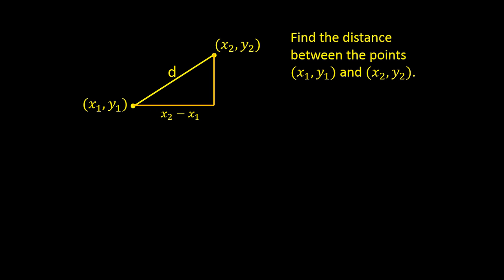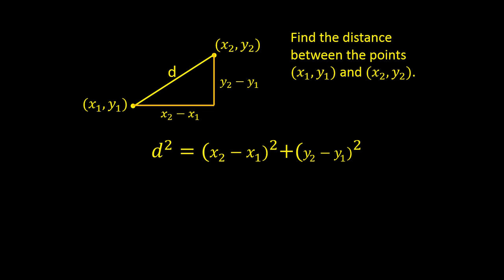So in the x direction, the distance between the endpoints of that line segment is the difference between the x coordinates of the 2 points that we are using to define the endpoints of the line segment D. And the distance in the y direction is the difference of the y coordinates of those 2 points. So the Pythagorean theorem says that if we square the hypotenuse, that will equal the sum of the squares of the lengths of the other 2 sides.